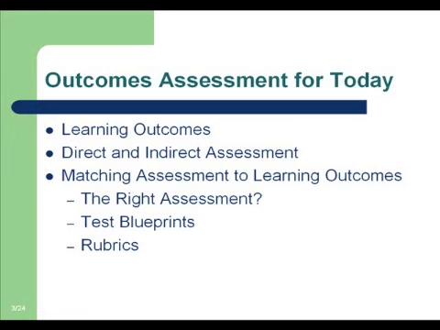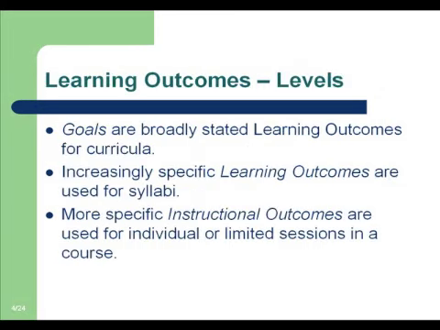For today, we're going to cover three things. We're going to talk a little bit about learning outcomes and compare direct and indirect assessment methods. Most of the talk is going to be focused on matching assessment to learning outcomes. We'll have some questions about selecting the right assessment, and then I'll provide two examples of ways to tie assignments to learning outcomes, which are test blueprints and rubrics.